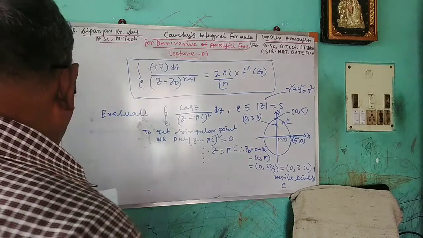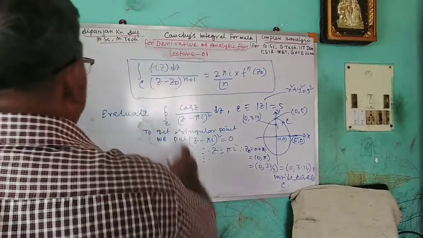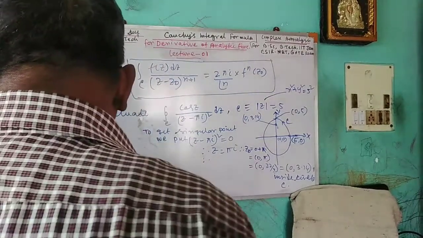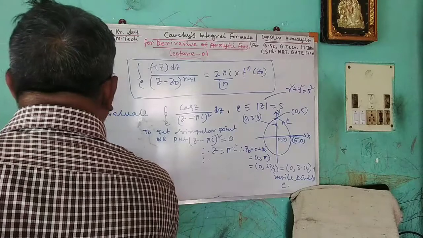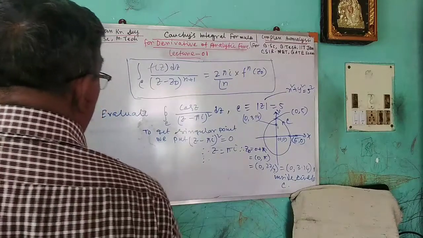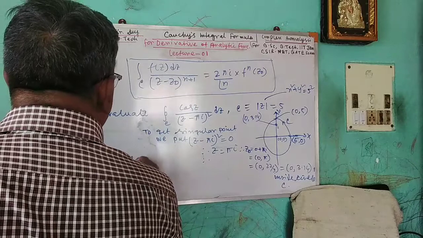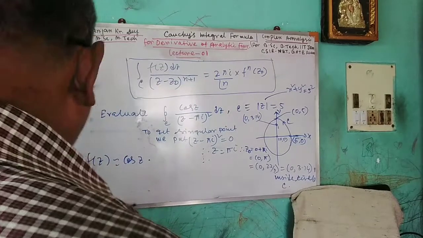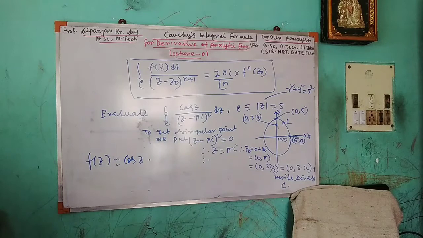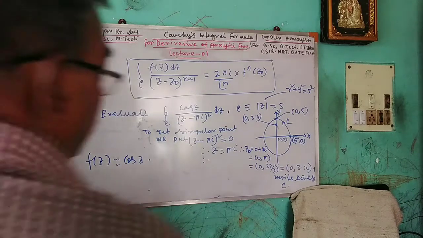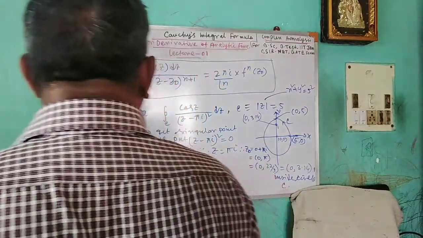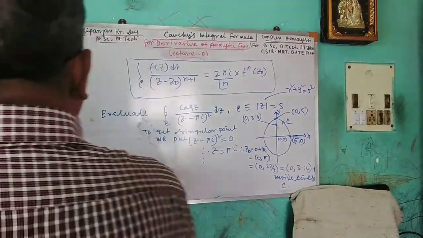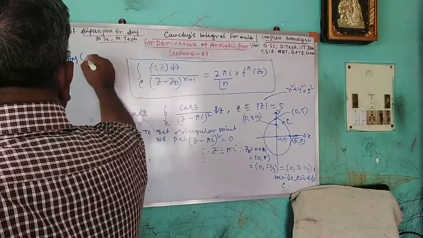Then by Cauchy's integral formula for derivative. What is f(z) here? f(z) equal to cos z. What is the z0 value? The z0 value is pi I. Now by Cauchy's integral formula for derivative.